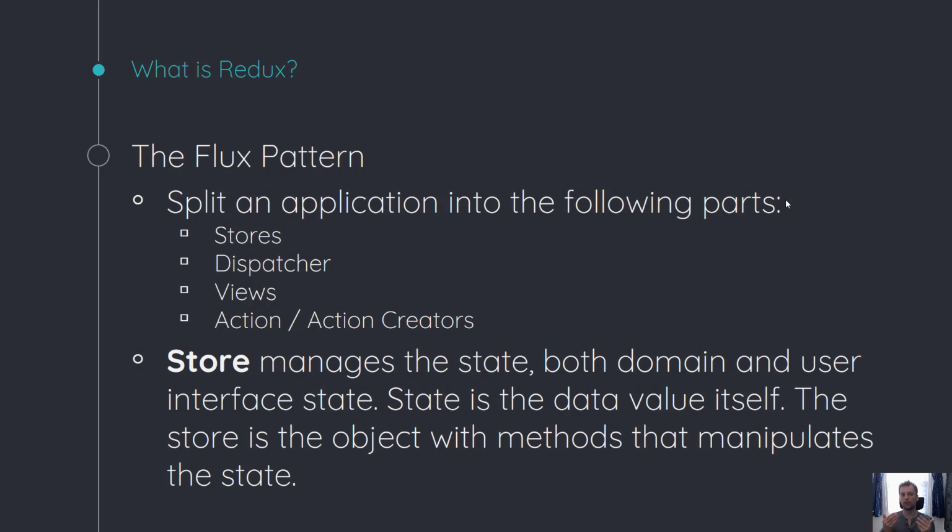So now that we understand MVI, let's talk about the Flux pattern. The Flux pattern splits an application into 4 parts: the store, dispatchers, views, and then actions or action creators. So store is where the state is stored, both the domain and the user interface state.